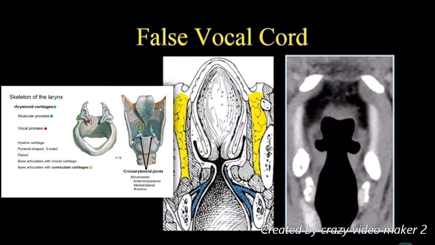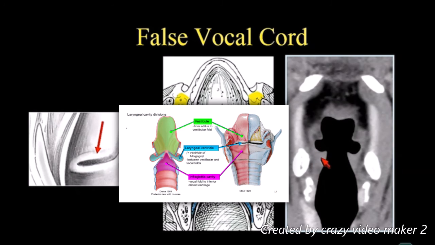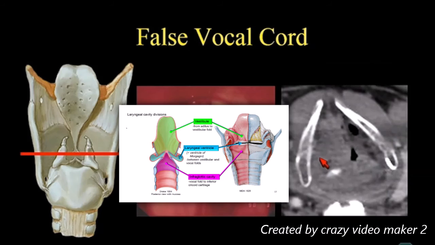So here's a schematic illustration demonstrating the false vocal cord. Just below it is this little air-containing structure right here, which is the laryngeal ventricle, and just below that we'll see is the true vocal cord. So on cross-sectional imaging on CT, how do we determine that we're at the level of the false vocal cord?